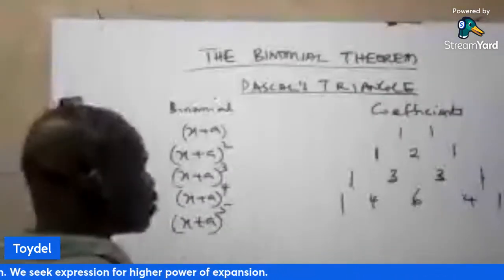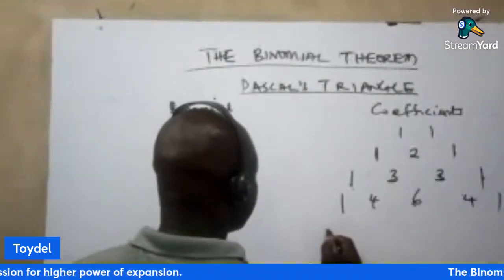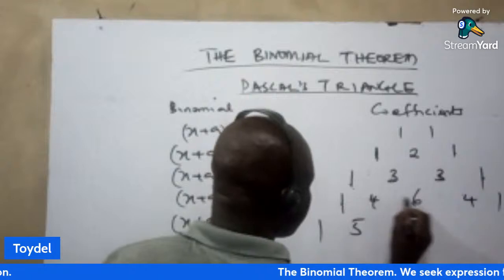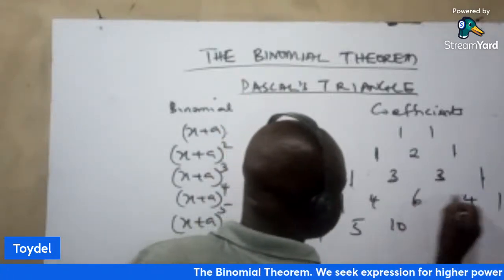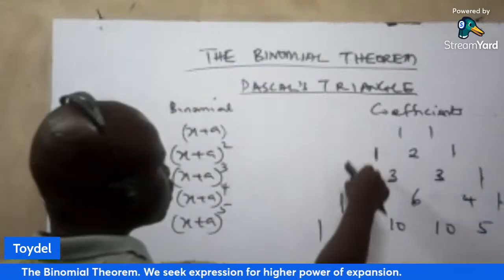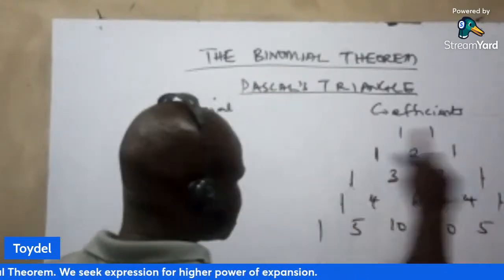Then how do we get the coefficients of the expansion? We put this 1 there. 1 plus 4, that is 5. 4 plus 6, 10. 6 plus 4, 10. 1 plus 4, 5. Then put 1. The 1 at the front and the 1 at the back come in naturally.